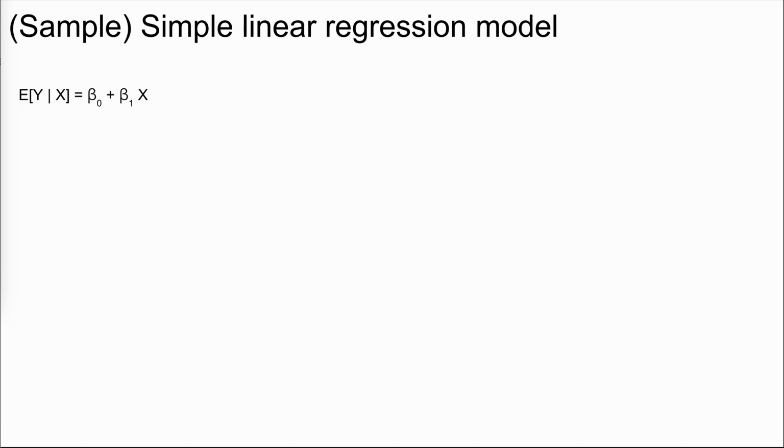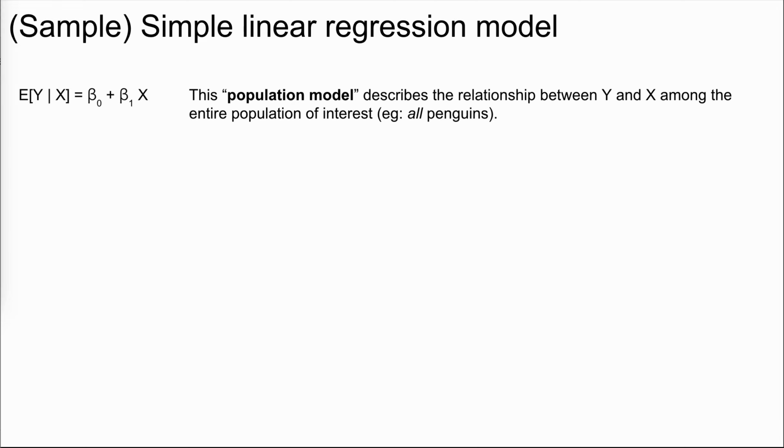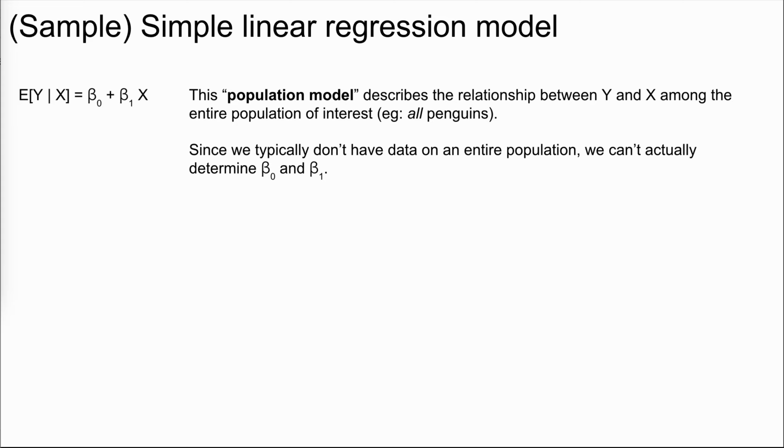Importantly, the notation here represents a population model. That is, a model that describes the relationship between y and x among the entire population of interest. For example, among all penguins. Since we typically don't have data on an entire population, we can't actually determine the beta 0 and beta 1 values here. That is, there's no way to know the exact model underlying an entire population.